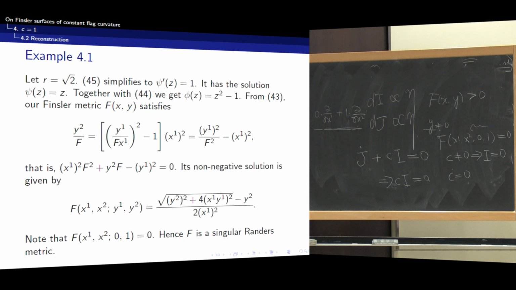Can you make a picture of the indicatrix at one point of this F? Is it a sphere? Probably a parabola. It has some null direction. This is the x direction, and in this direction it is singular. So can you make pictures of the indicatrix of this F? It's not compact, something like a parabola.